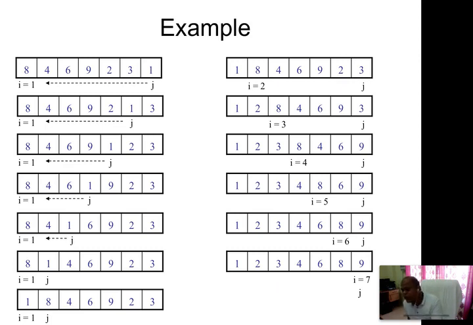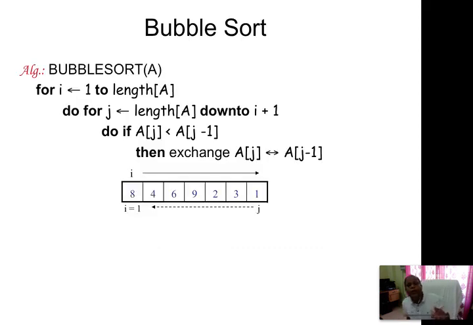Hence for this algorithm what will happen? First of all, it indicates the number of passes: for I is equal to 1 to n. That means for I is equal to 1 to n you have to write. For I is equal to 1 to n, what will you do? Then there will be another loop for making the exchange. Hence, for I is equal to 1 to length of A. Length of A means the number of elements.